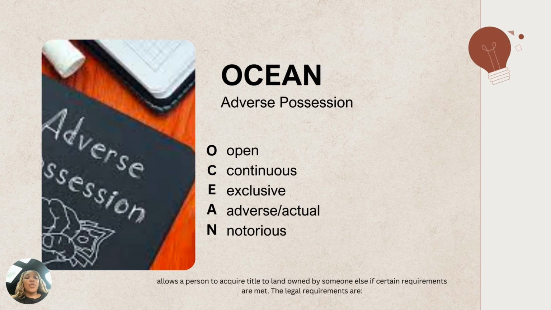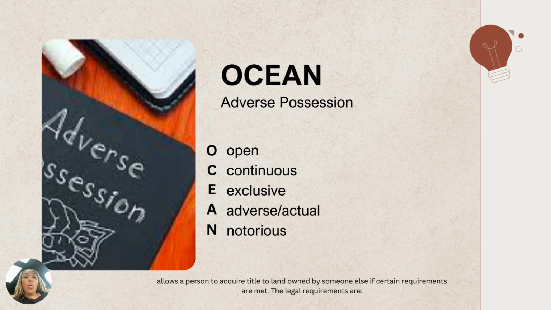So this is my favorite one. When it comes to adverse possession, OCEAN. I like to look at it as OCEAN. With OCEAN, O is for open, C is for continuous, E is for exclusive, A is adverse or actual, and N is notorious. This allows a person to acquire title of land owned by someone else if all these requirements are met.